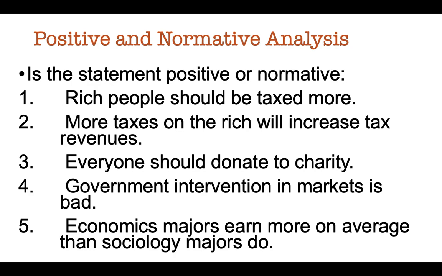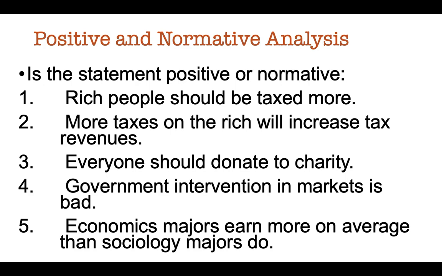Now, on the other hand, number 2 says more taxes on the rich will increase tax revenues. Tax revenues are the amount of money in total that the government can collect from a tax. So this one I could actually test, right? I could look at different tax rates on rich people, look at the different corresponding tax revenues and say 2 is correct or 2 is incorrect. I can test it, I can validate it, I can prove it right or wrong.